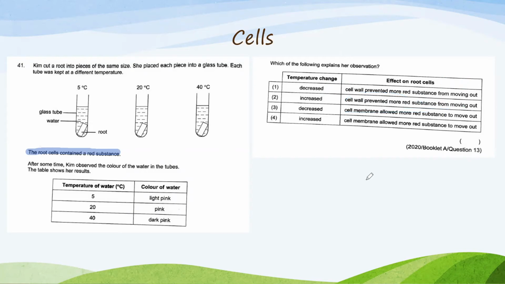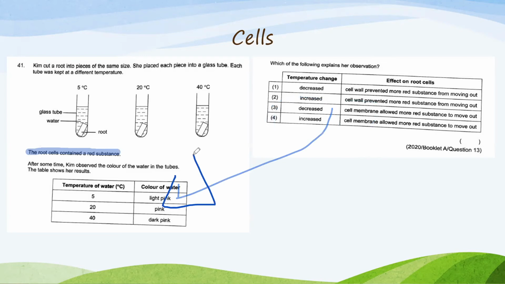In fact, it allows all substances to pass through. By knowing this piece of information, we can deduce that number 1 and 2 is out. Okay? Now, what is left is whether the temperature increases or decreases, because we know that the effect is on the cell membrane part of the root cell. This is what we know.